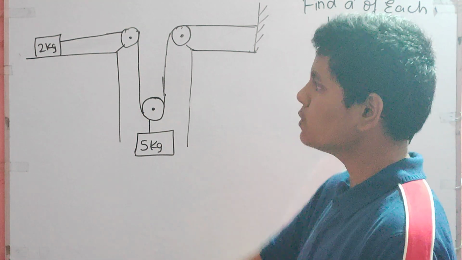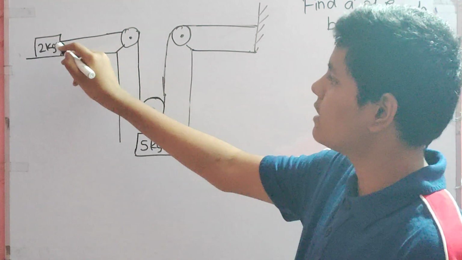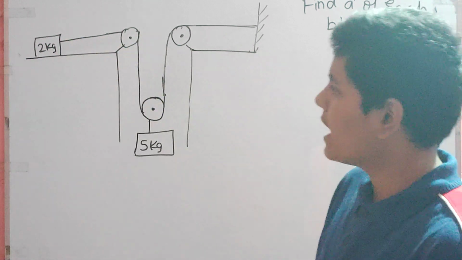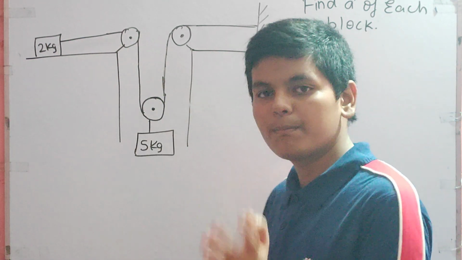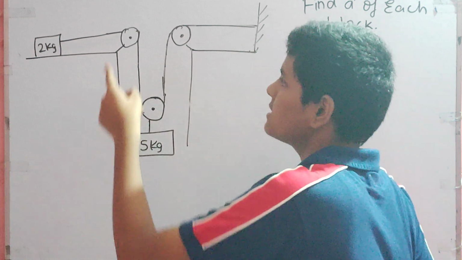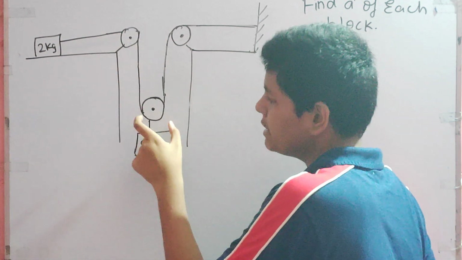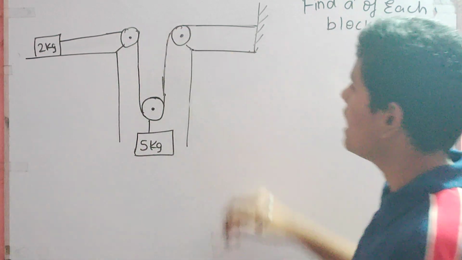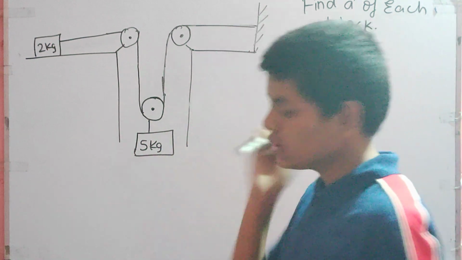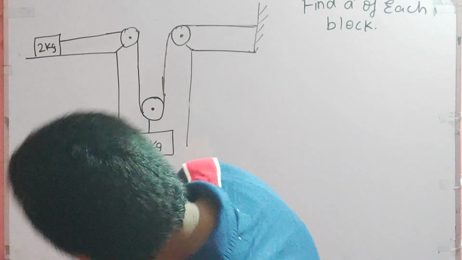So here there is a 2 kg mass block which is held by a string which is clamped over a pulley. This pulley is a fixed pulley, this pulley is a movable pulley, and this pulley is a fixed pulley, and here also this string is fixed. So first let us find the tension.